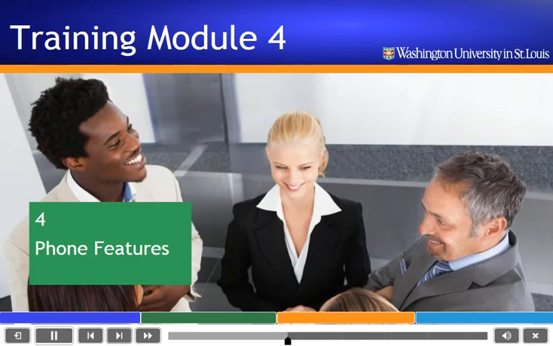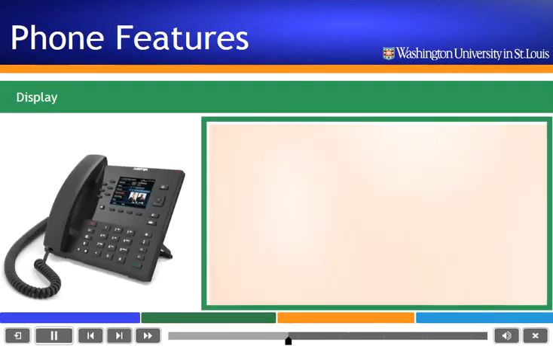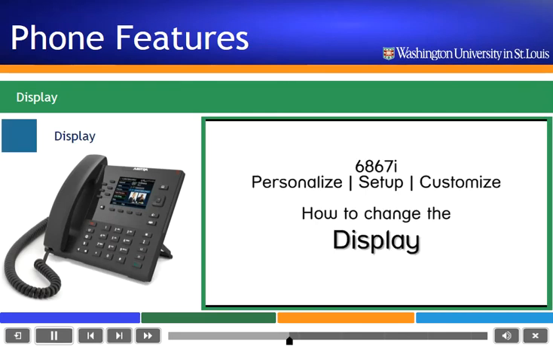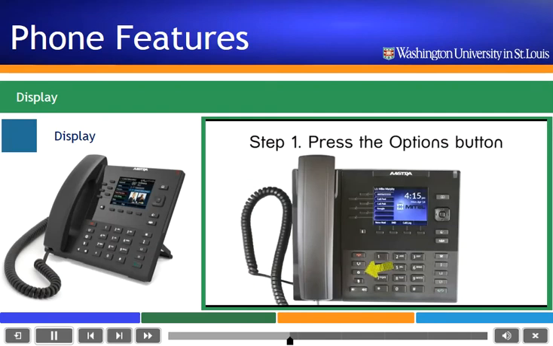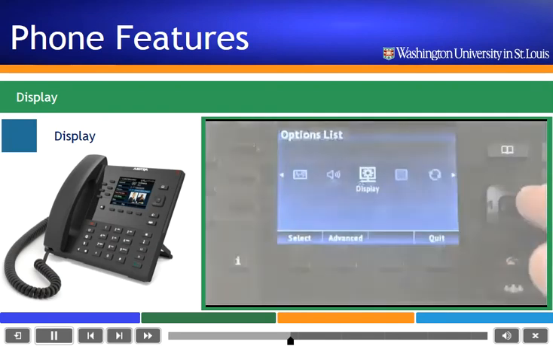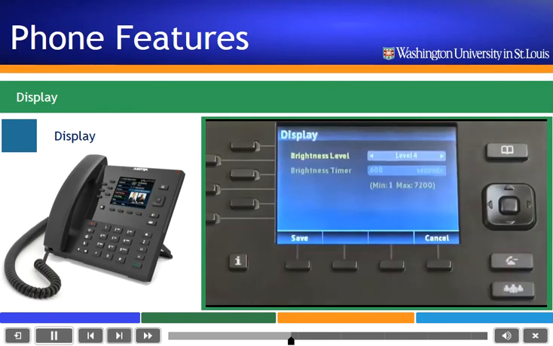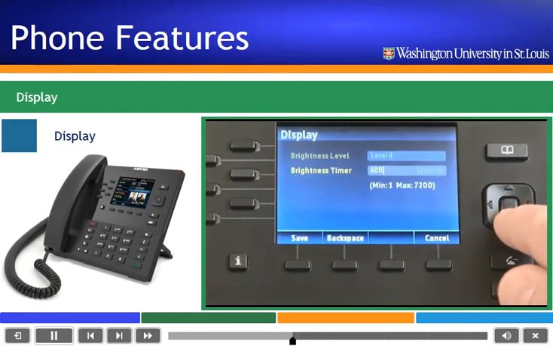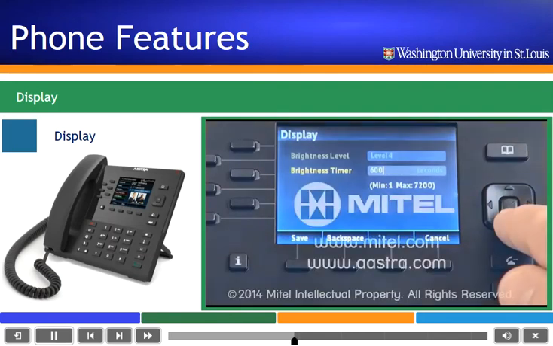Phone features. The next option is Display. Here you can set the brightness level of the LCD screen. Use the left and right arrow keys to make adjustments. You can also define how long the backlight will stay on. The default is 600 seconds, which is 10 minutes. If you make any changes, press the Save button.